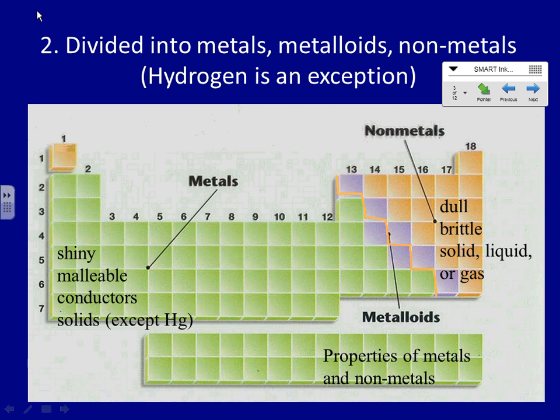So all metals are shiny, malleable conductors. They're all solids except mercury, which is Hg. We'll learn the symbols a little later on in today's class. What does it mean to be malleable? I don't know if I've had this discussion with you guys yet. I don't think so. What does it mean to be malleable? Yep. It can be, sorry, what did you say first?